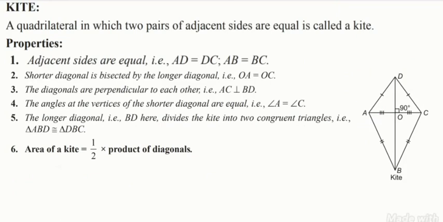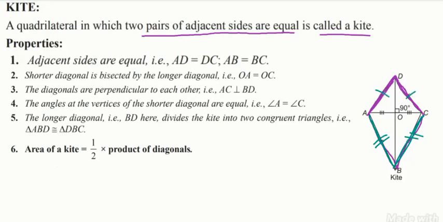Next, kite. The quadrilateral in which two pairs of adjacent sides are equal is called a kite. Look at the figure here. ABCD is a kite in which AD and DC, these two adjacent sides, are equal. Next, AB and BC are also equal. Then we can call ABCD a kite. So what are the properties we have here? Adjacent sides are equal: AD is equal to DC, AB is equal to BC.